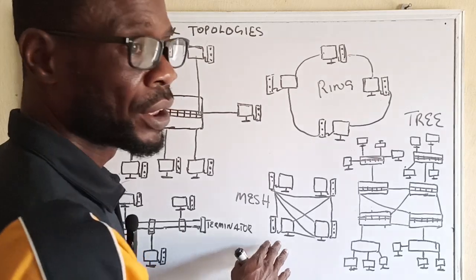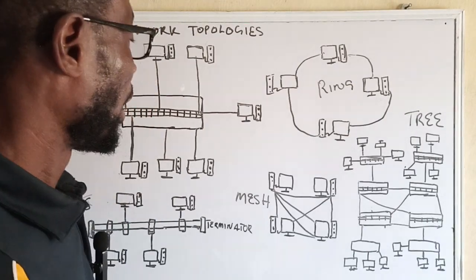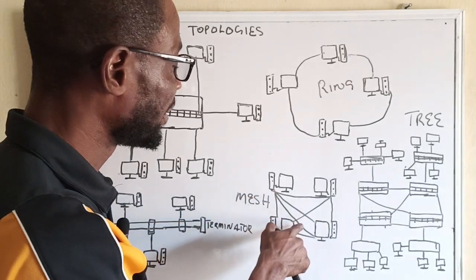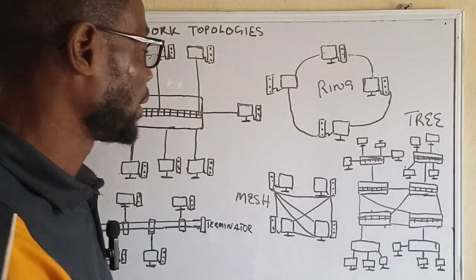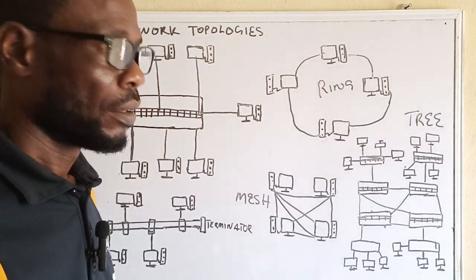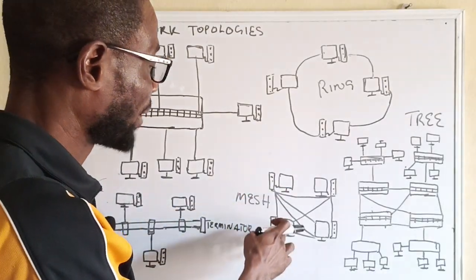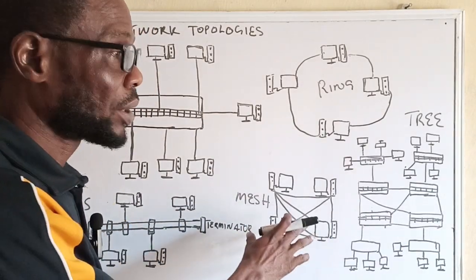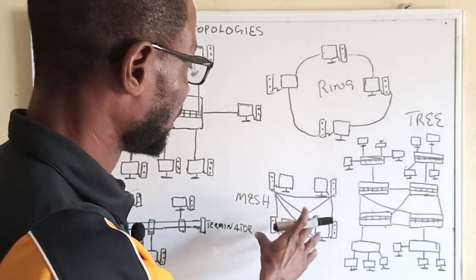Okay, this is mesh. In a mesh topology, every computer is connected to each other. As you can see, we have about 4 computers here, and each one is linked to the others. The reason for this is to ensure fault tolerance. If this computer has a problem, it won't affect this one. Signal will pass through to this computer. There is nothing like a single point of failure here. So this is the reason for the mesh.